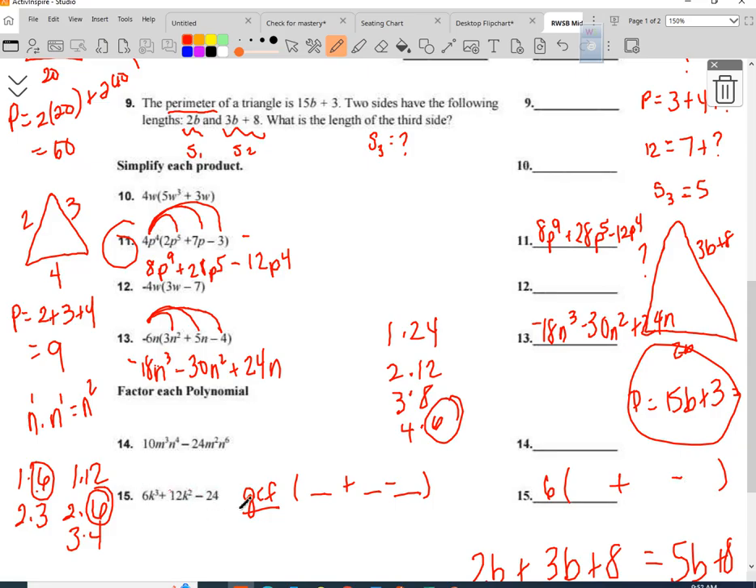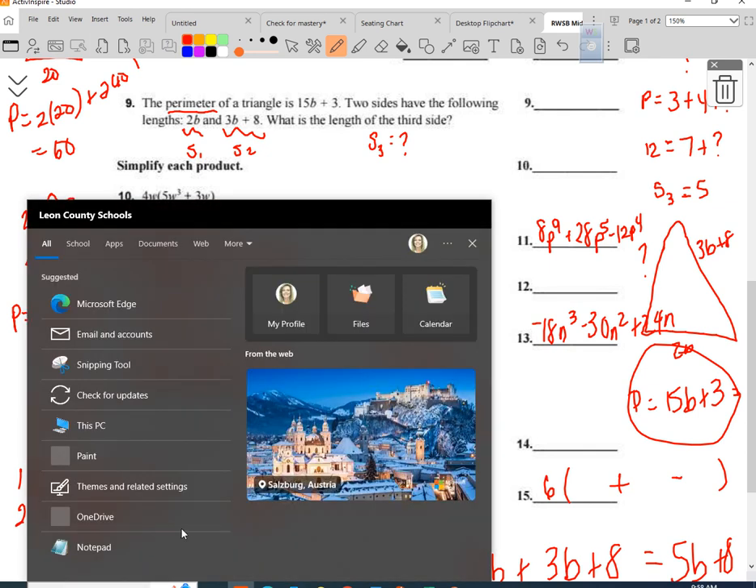Alright, so now we look at our greatest common factor, and we're going to figure out if we multiply this greatest common factor by something, it has to equal this first term. Right, so 6 times what would give me 6k cubed?